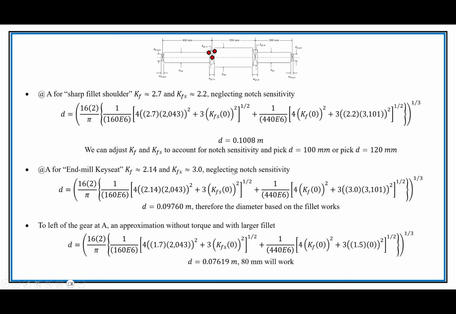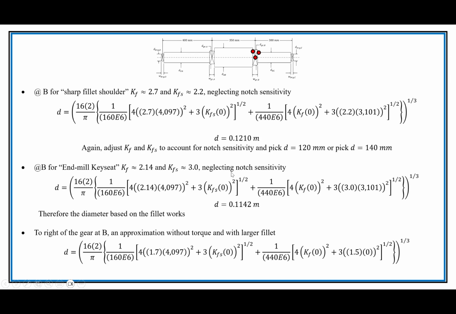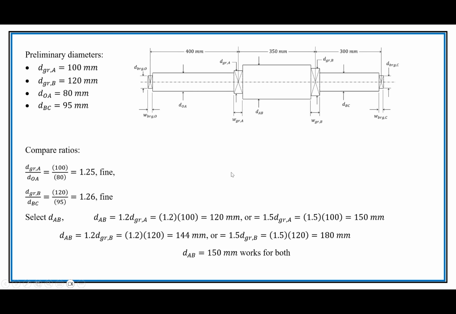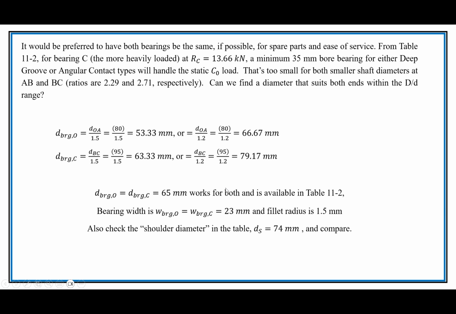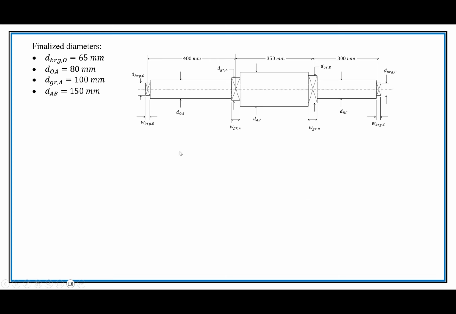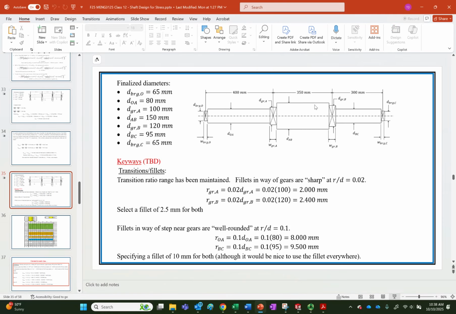Let's see, the bearings. Sorry, I went backwards here. The bearings are 23 millimeters, right? So we want to write that down. 23 millimeters, 40 millimeters wide. Those are the widths. These lengths, 400, 350, and 300 are very important. So that's how we're going to start.